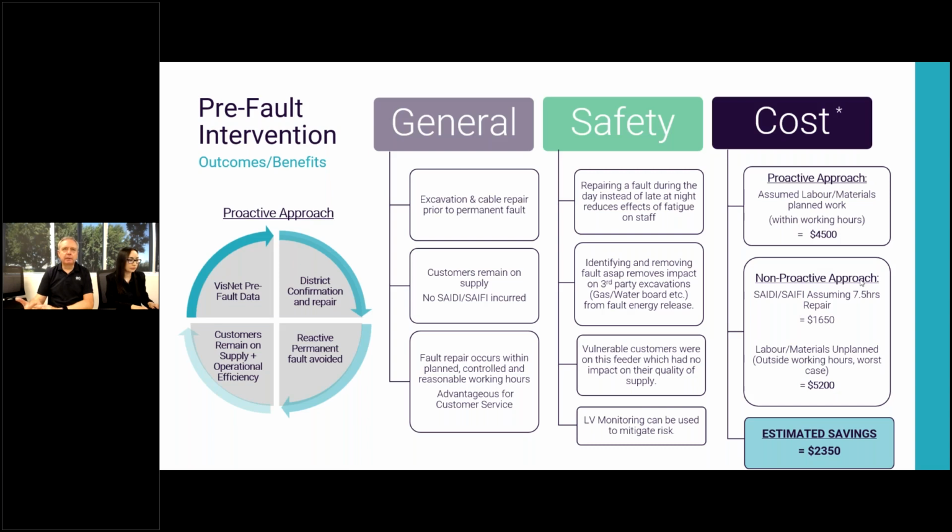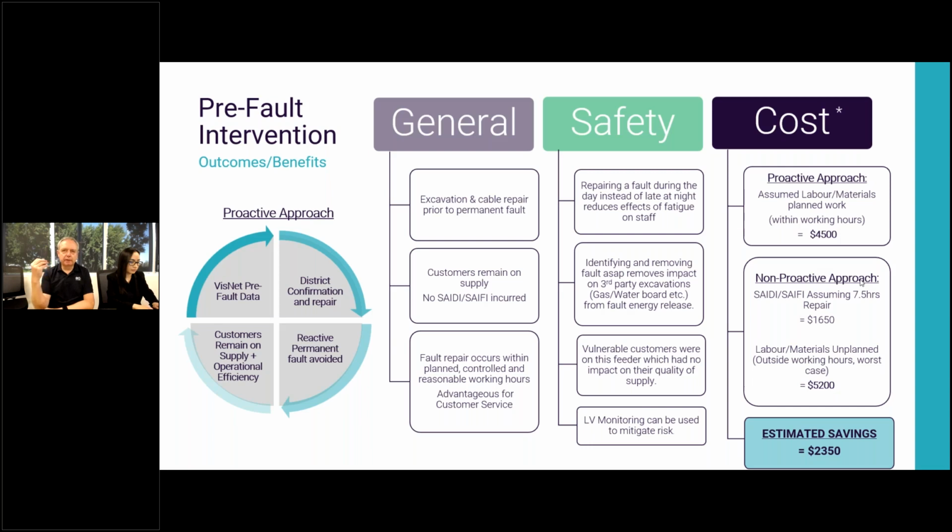We're excavating and repairing that prior to the permanent fault. Customers are remaining on supply. In that particular instance, we have 15 customers connected into that, so we've got no SAIDIs or SAIFIs incurred as a result of a failure of that and taking those 15 customers off. We're repairing that fault in a controlled manner. Everything in a controlled manner is obviously going to be safer. It's going to be generally cheaper. You can plan it. You can do it in reasonable working hours. We're not looking at overtime. We're not looking at middle of the night type thing. So the safety increases on that.